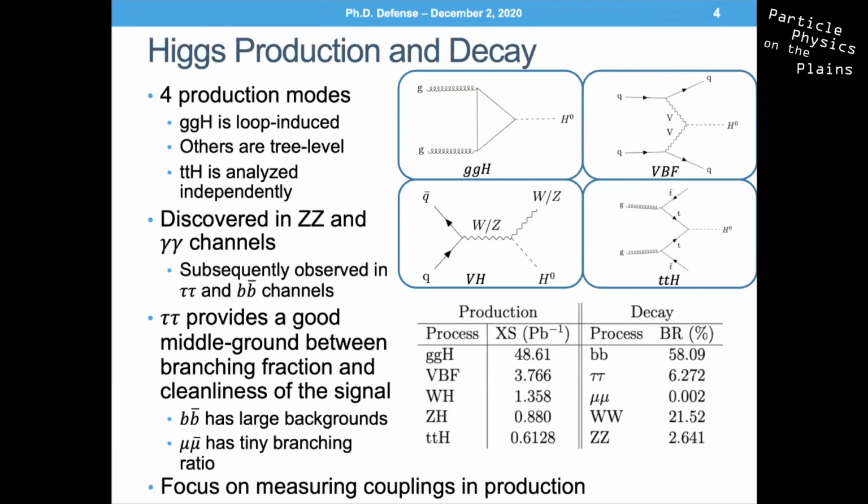And so, as I said, there's the production and the decay side. For this analysis, we only focus on measuring anomalous couplings in the production side. And there's a different analysis that looks at anomalous couplings on the decay side.